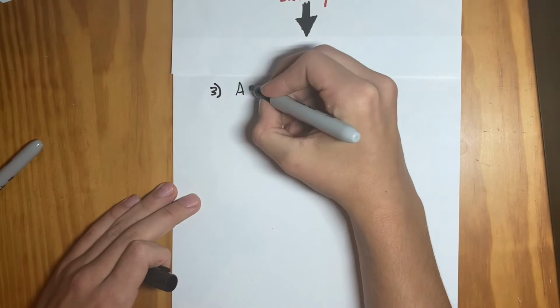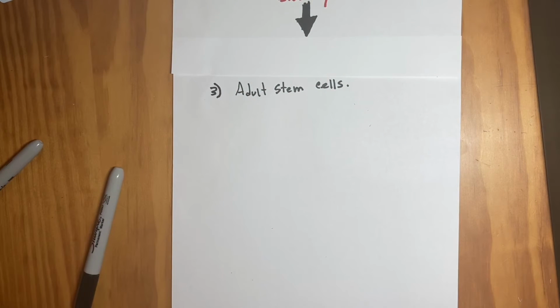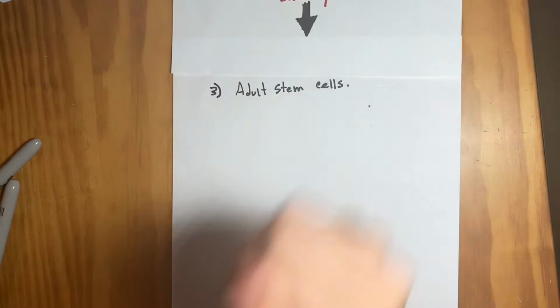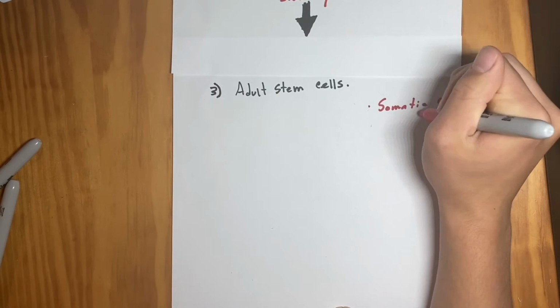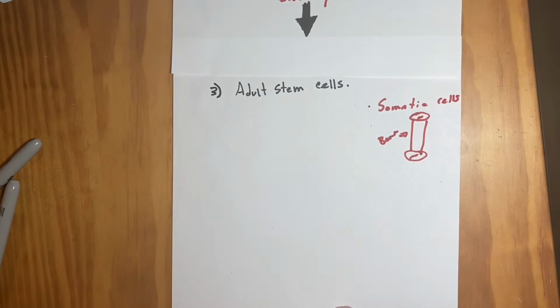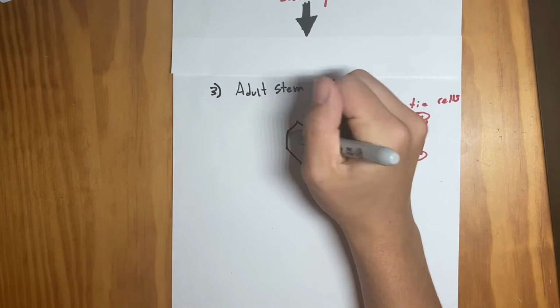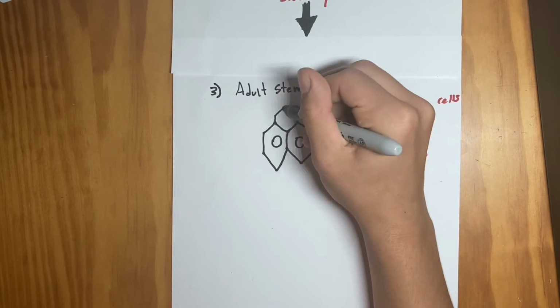The third stage we'll look at is adult stem cells, and these are differentiated but unspecialized. What is interesting about these cells is that they can be found around the body, and these are called somatic cells. Bone marrow produces white and red blood cells, and this is one example.